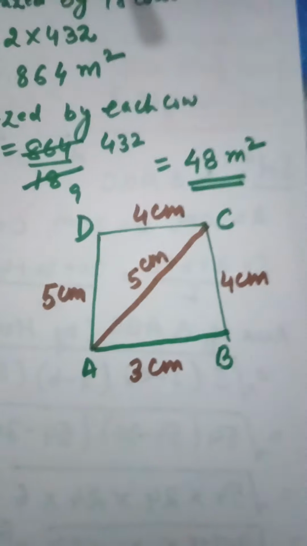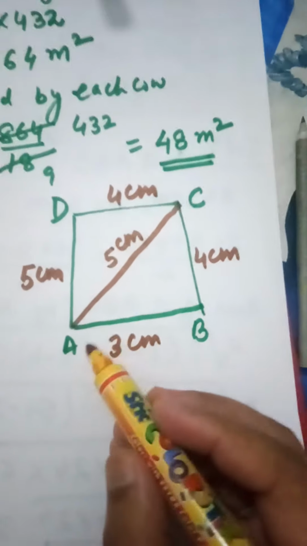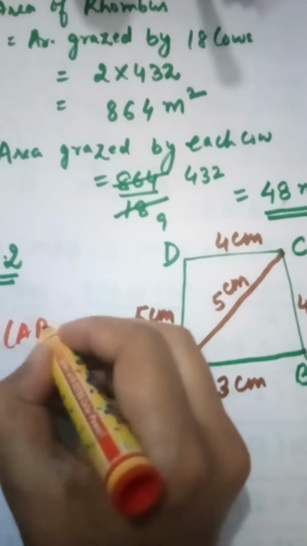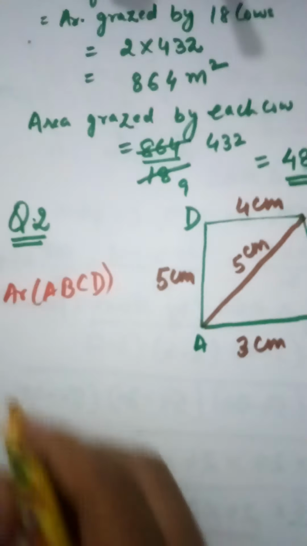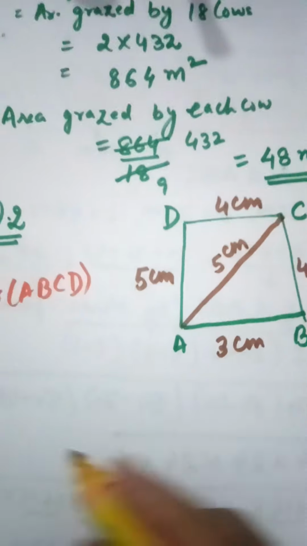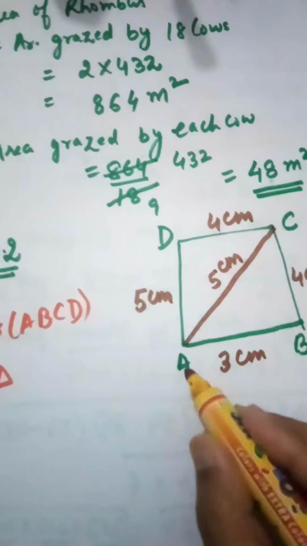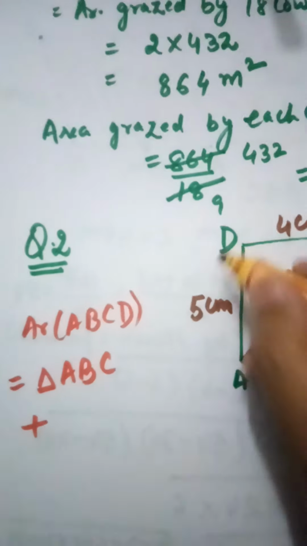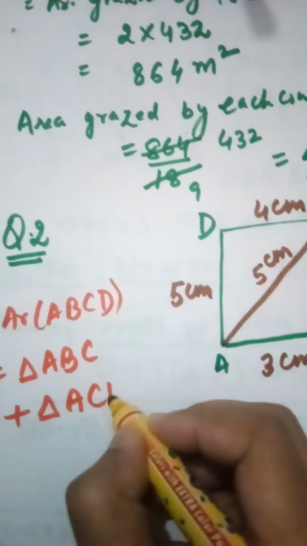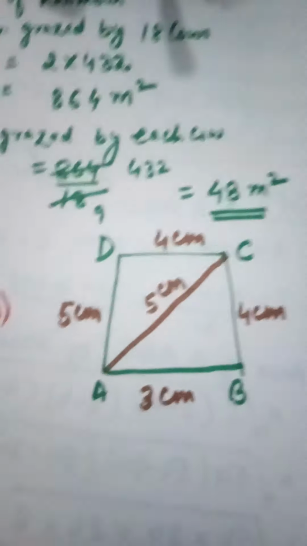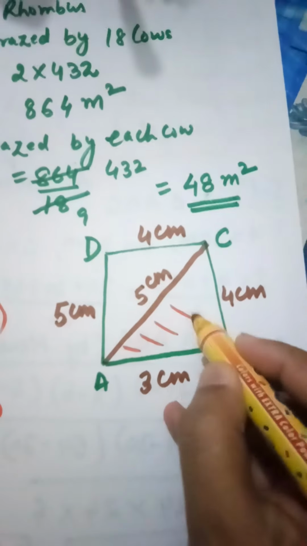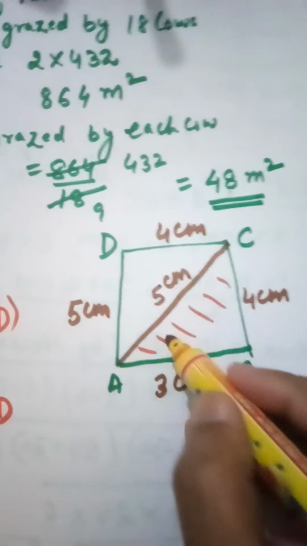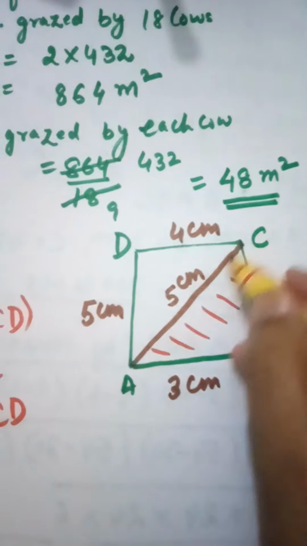Now see children, this problem is so easy for you. This is a quadrilateral ABCD. How to get the area of ABCD? Can you tell me which two triangles you can see here? Here we have triangle ABC and another triangle is ACD. So very easily you can obtain it. Here you know all three sides in this triangle: A is 3, B is 4, C is 5. So we can find the area of this triangle by Heron's formula.